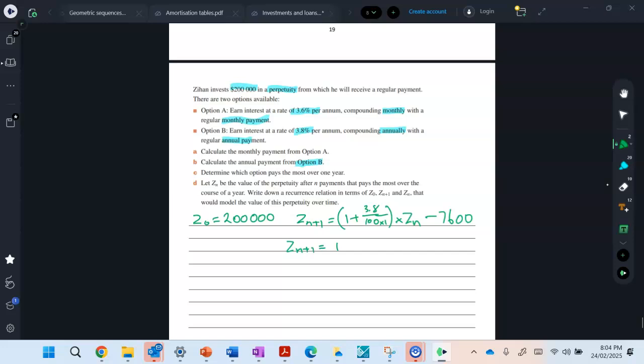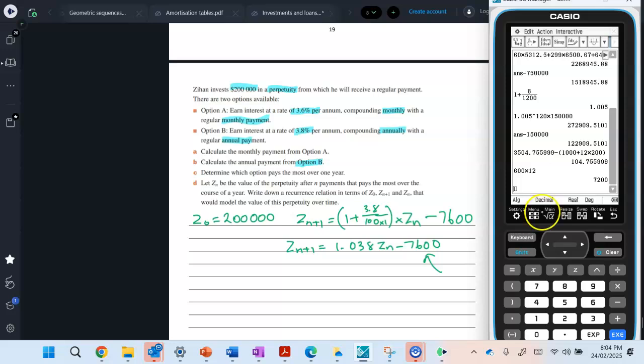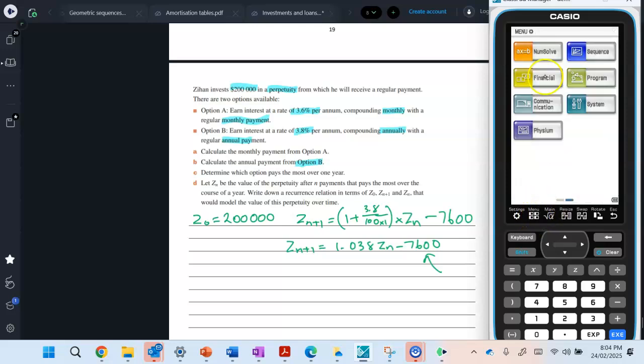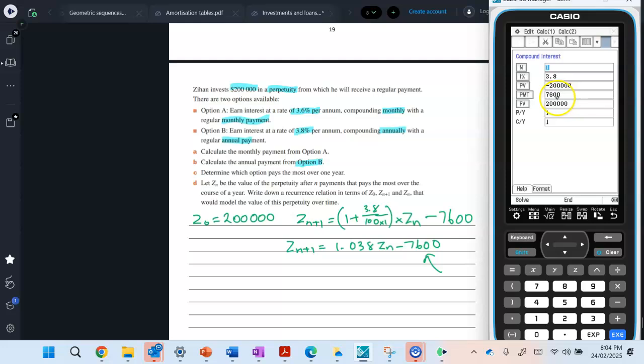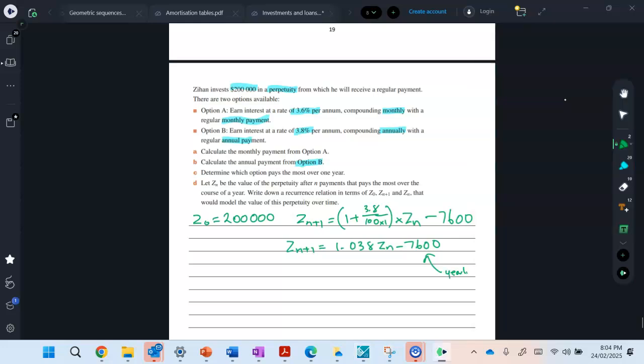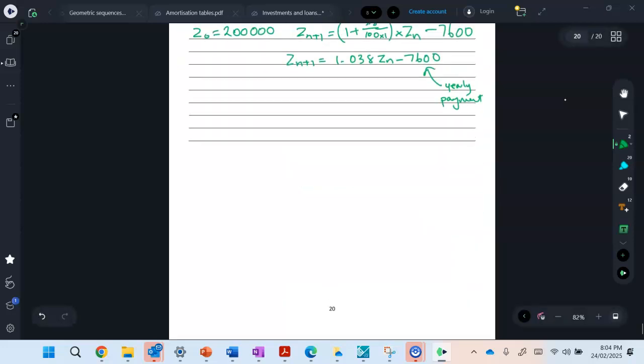All right, so putting this into your calculator, you will get 1.038 Zn minus 7,600. So this part here is, if we just go back to our financial solver, all right, your payment. So you're going to get $7,600 each, did I say month before? I meant each year. All right, so that's your yearly payment. All right, I think that is the last question. Good stuff, guys. Bye.